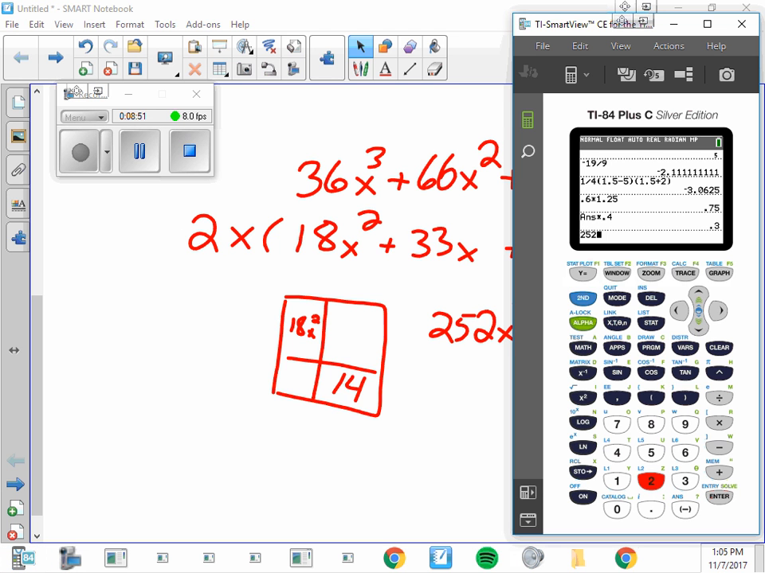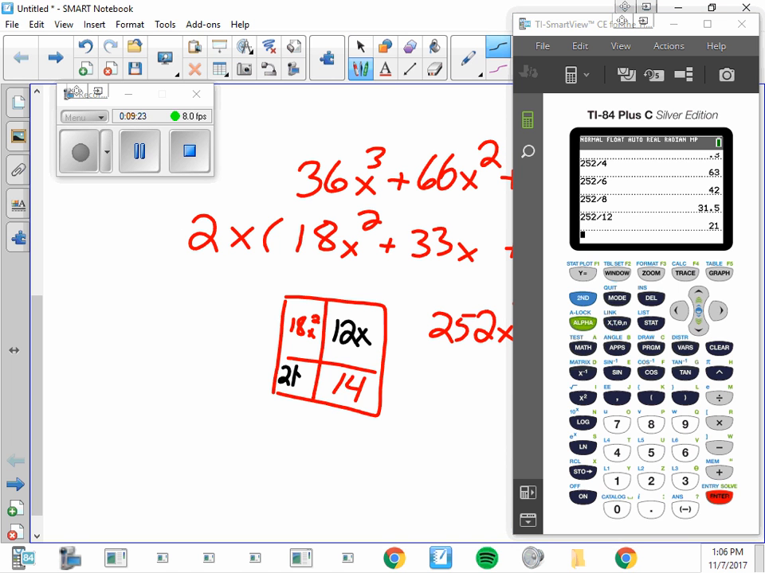252. 2 is definitely not going to work. 3 is going to be way too small. I'm going to start with 4. Nope. 252 divided by 6. Does that add up to 33? No. 252 divided by 8. 8 doesn't even work. Divided by 12. There we go. 12 and 21. I put 12x in one box and 21x in the other.